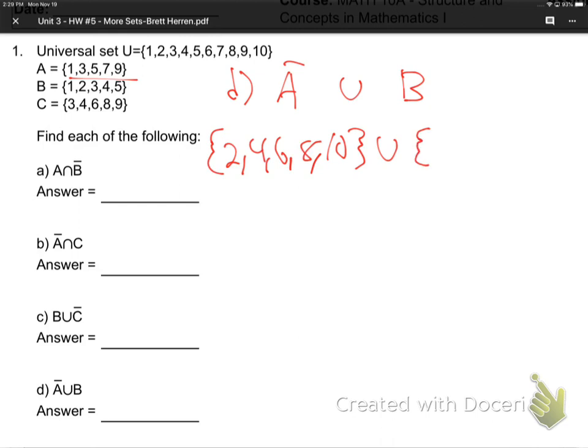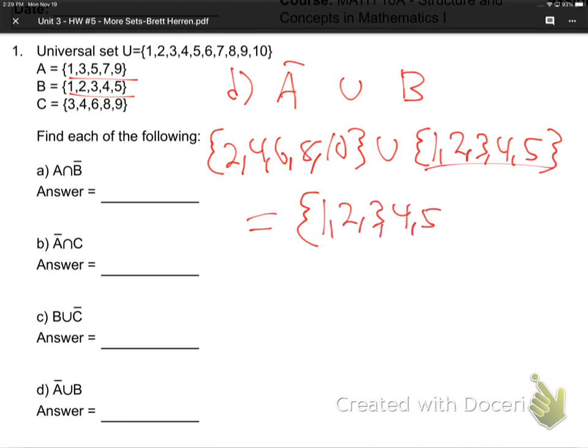United with B, what's B? 1 through 5. So what does it equal? The union would be 1 through 5, and then evens after that, 6, 8, 10. Is that good? Making sense? So union just means put them together, lump them together. So 1 through 5 is set B, and then the other parts in A, 6, 8, 10.